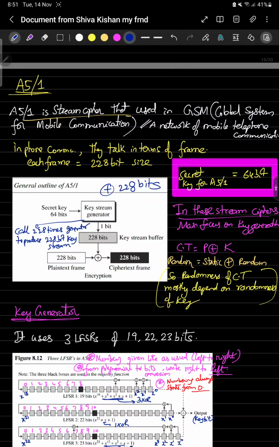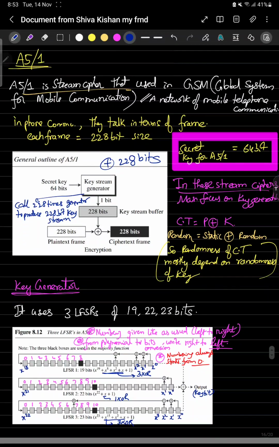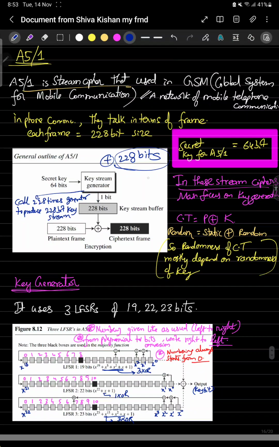So here again the whole basic thing is plain text XORed with a key to produce ciphertext. This is our encryption. So our whole story is about how to generate our key. Okay, understood? Now our whole intention is how you will generate a 228 bit key. That is the whole thing.